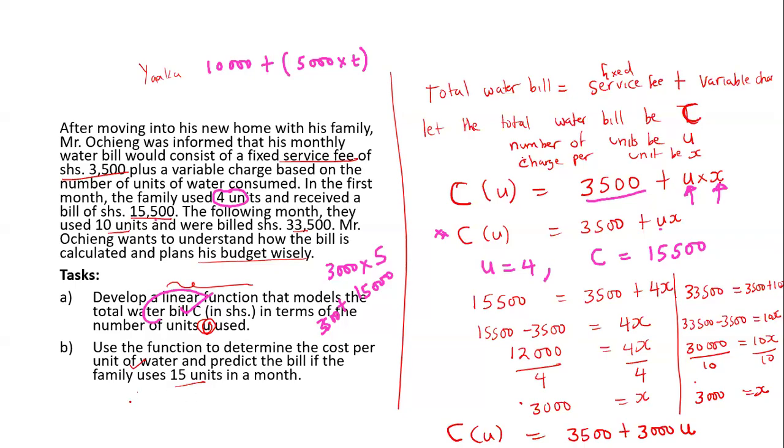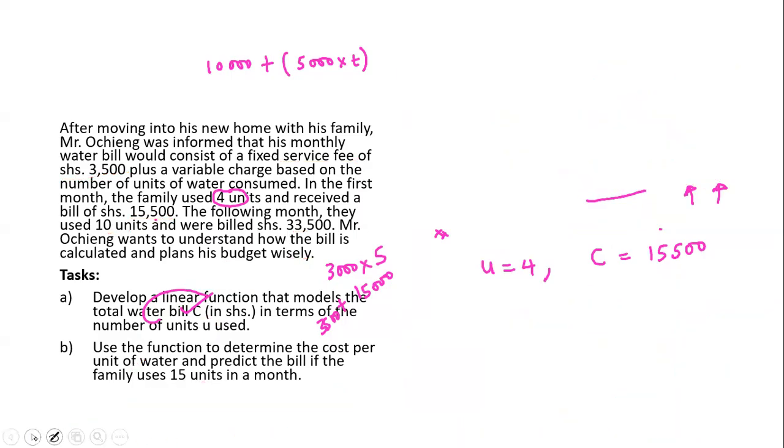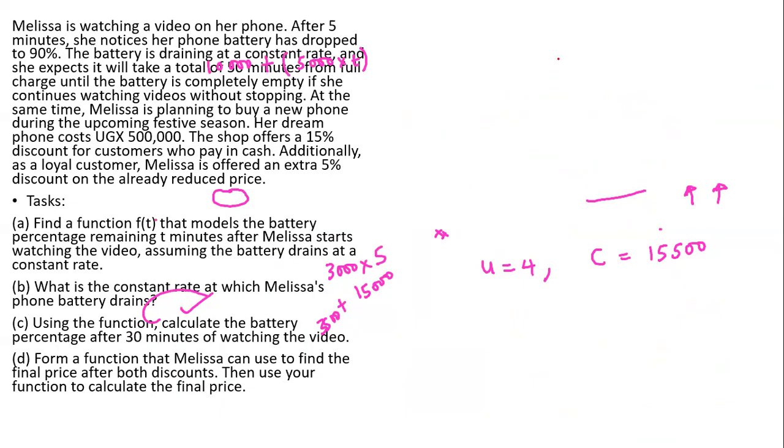Here I expect you to say C of 15 will equal 3500 plus 3000 times 15. Then you come up with the total amount. Oh, that one is done. Okay, we have another one here. Read through it.